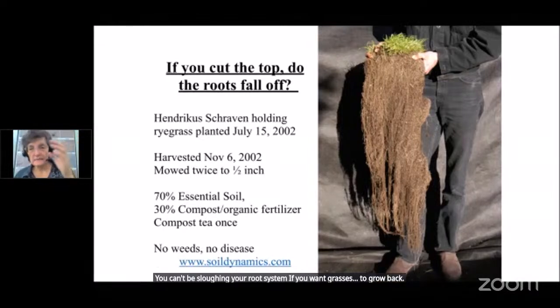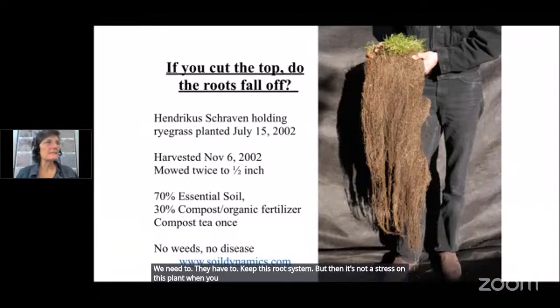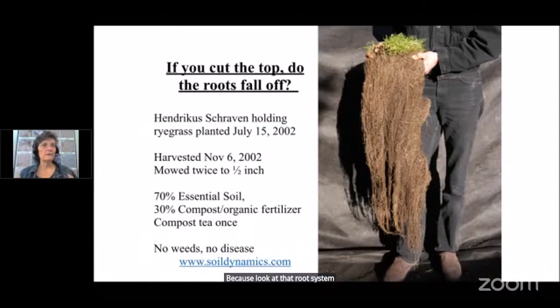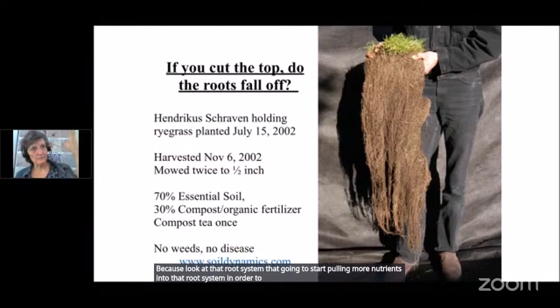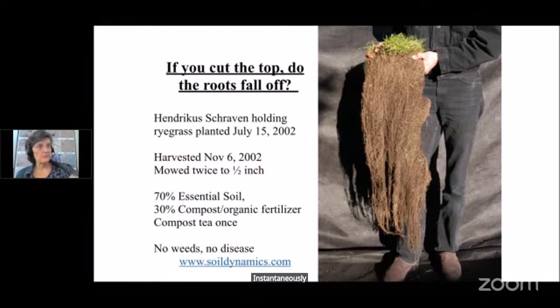They have to keep this root system. But then it's not a stress on this plant when you mow it or when your animals eat it. Because look at that root system that is immediately going to start pulling more nutrients into that root system in order to grow the above ground part of the plant instantaneously, and then start pumping those sugars back down into that root system.